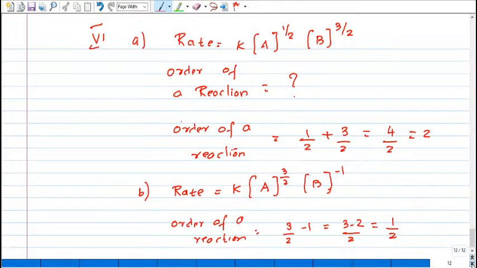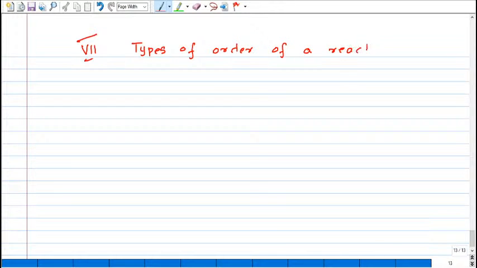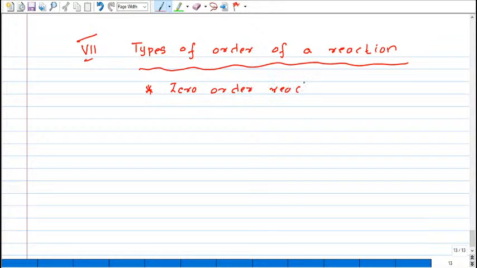Now, we are going for part number 7. What is this part number 7? So, let us go for the heading: types of order of reaction, which is very important. See, there are so many types of order of reaction. We can start with the first one, which is zero order reaction. There is one reaction called zero order reaction.